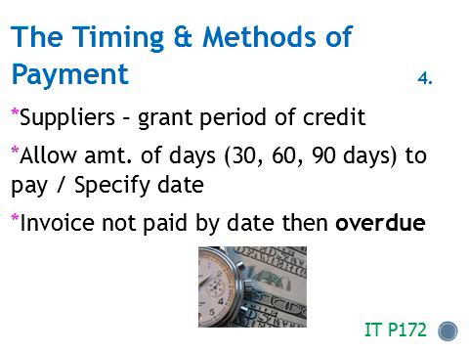4. A business will use a variety of different methods of payments, and each method has its own timing. Suppliers will give their customers a period of credit, which means they will allow a customer a certain amount of days, 30, 60, 90 days, to pay, or they will specify a date by which the payment will need to be made by. If the invoice is not paid by that date, then the invoice amount becomes overdue, and the customer may receive reminders and telephone calls about payment.